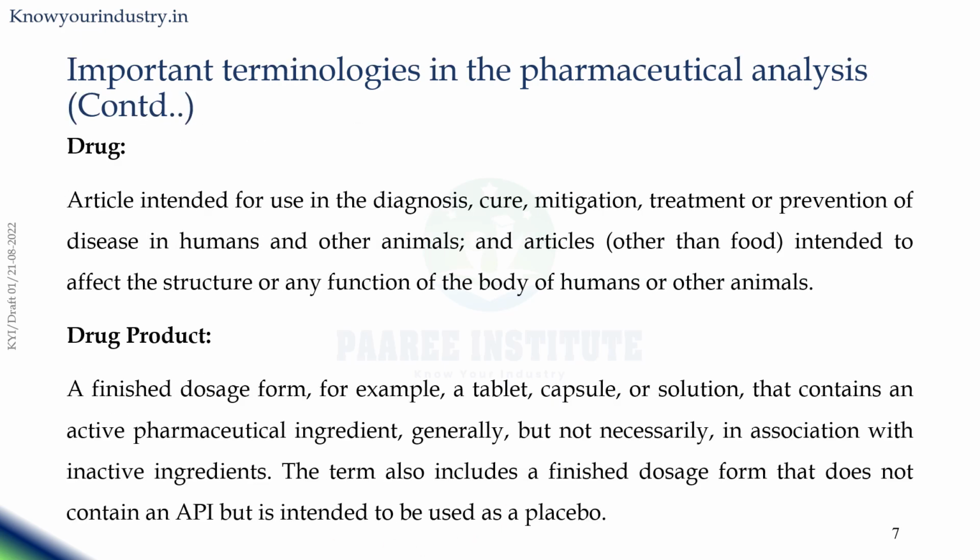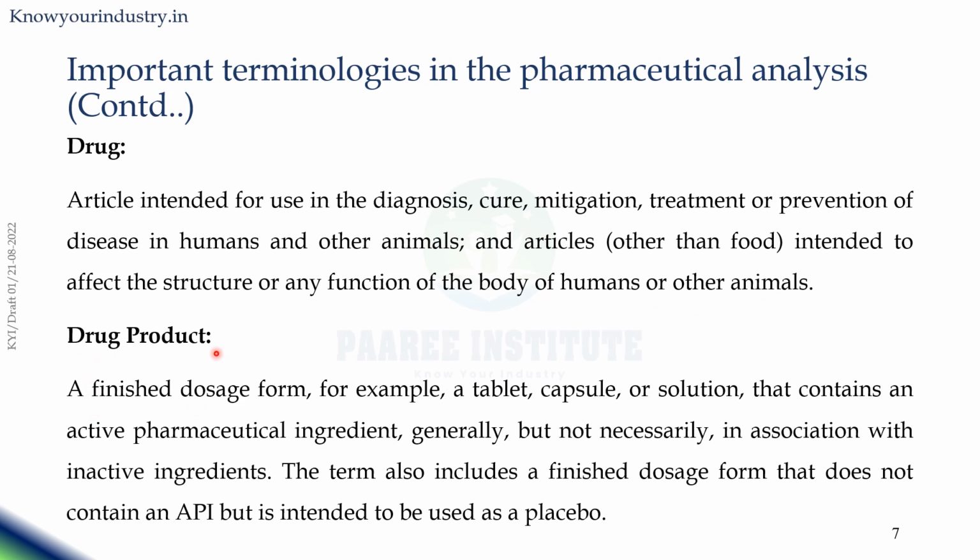What is the definition of a drug? A drug is an article intended for use in the diagnosis, cure, mitigation, treatment or prevention of disease in humans and other animals, and articles intended to affect the structure or any function of the body of humans or other animals. This definition is similar to the active pharmaceutical ingredient which we saw in the previous slide.